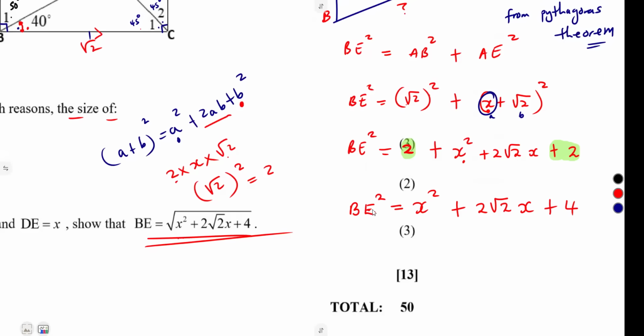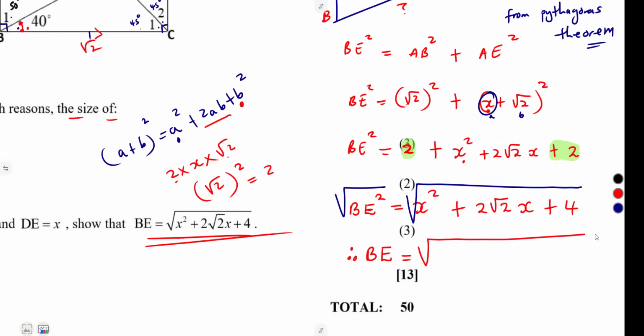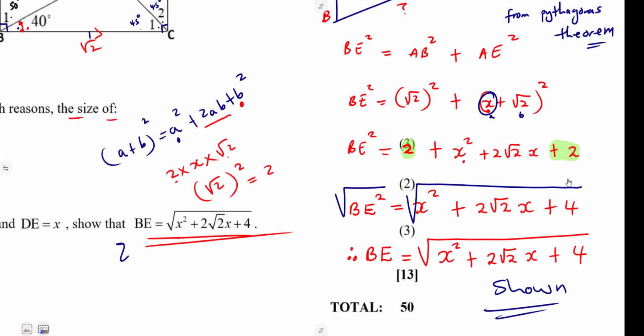What about BE? BE, get rid of the square. You must introduce the square root both sides. So therefore, our BE was going to be the square root of what? This part, x squared plus 2 square root of 2x plus what? Plus 4. This is exactly what we are being asked to show. So that is exactly what we have shown from this information.